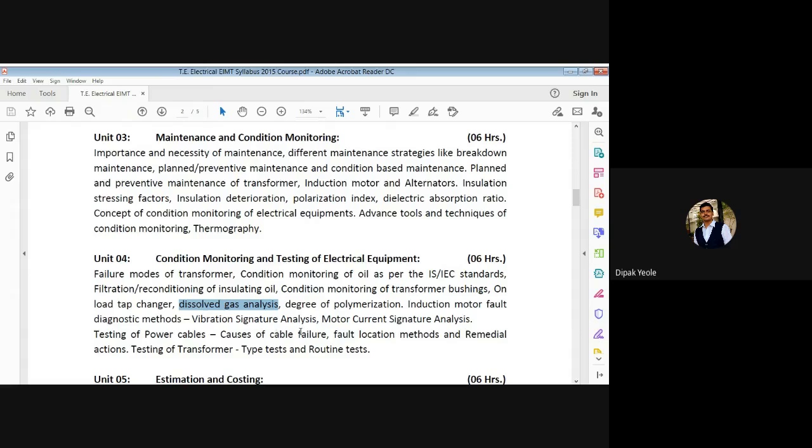Then there is the concept of degree of polymerization. And this is related to the induction motor. Induction motor fault diagnostic methods: obviously, we have to measure the vibrations produced inside the induction motor. So there is an analysis called vibration signature analysis. And there is one more analysis related to the motor current, called motor current signature analysis.